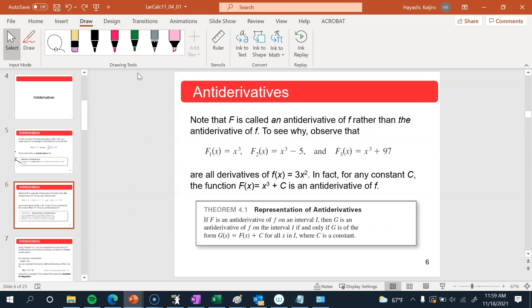Okay. So yeah, x cubed is not the only answer to this question. There are many antiderivatives. X cubed minus 5 would be an antiderivative. If you took the derivative of that, you would also get 3x squared. If you took the derivative of x cubed plus 97, you would also get 3x squared. So an antiderivative is not unique. They belong to a family of antiderivatives.